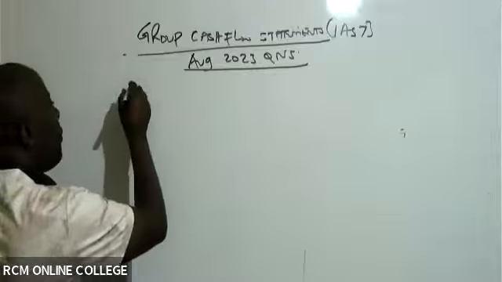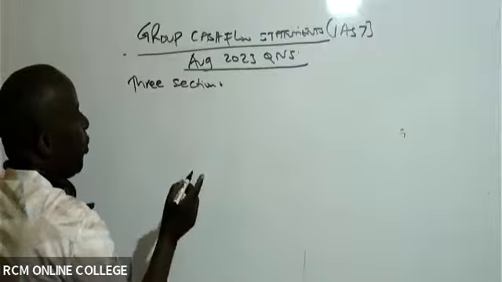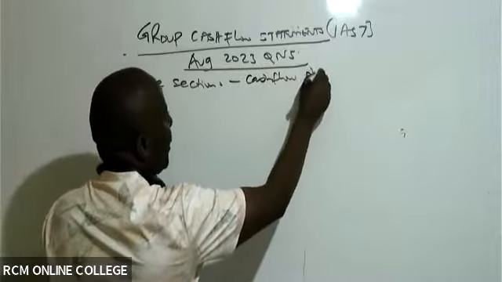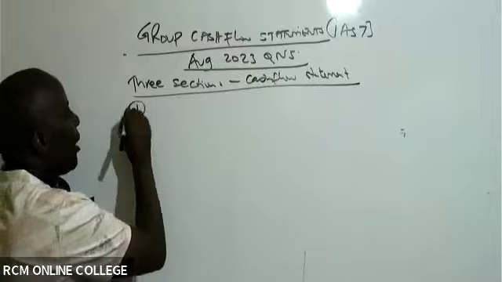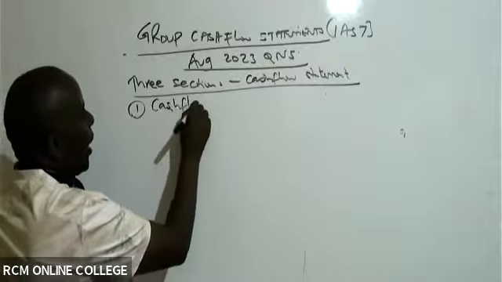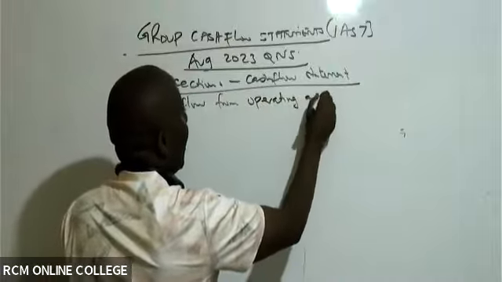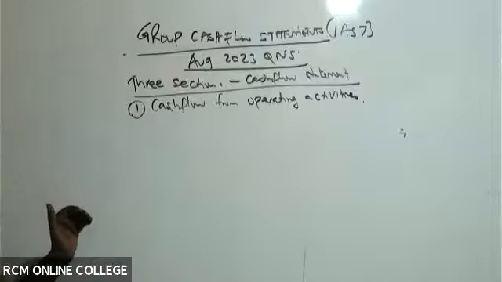So we will basically have 3 sections. Regardless of the method you're going to use, you shall always have 3 sections in this cash flow statement. Which sections are these? Number 1, we have what we call cash flow from operating activities. Regardless of whether you're doing this cash flow using the direct or indirect method, we shall have cash flow from operating activities.